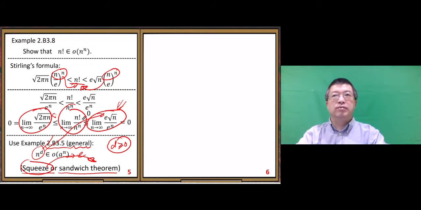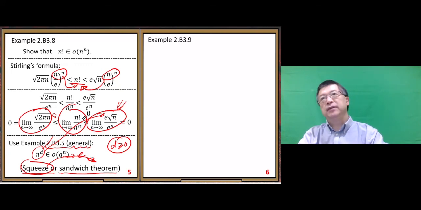Then the last one, problem number 9. The problem is long, but we can solve it quickly.